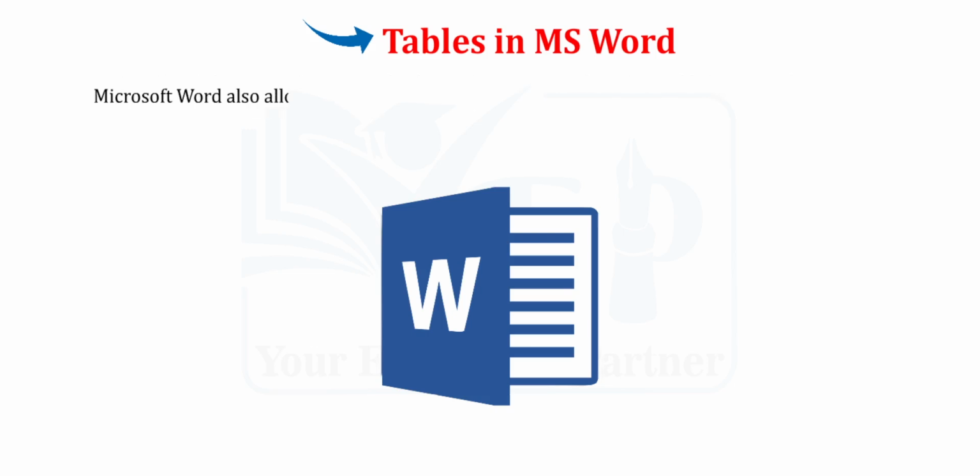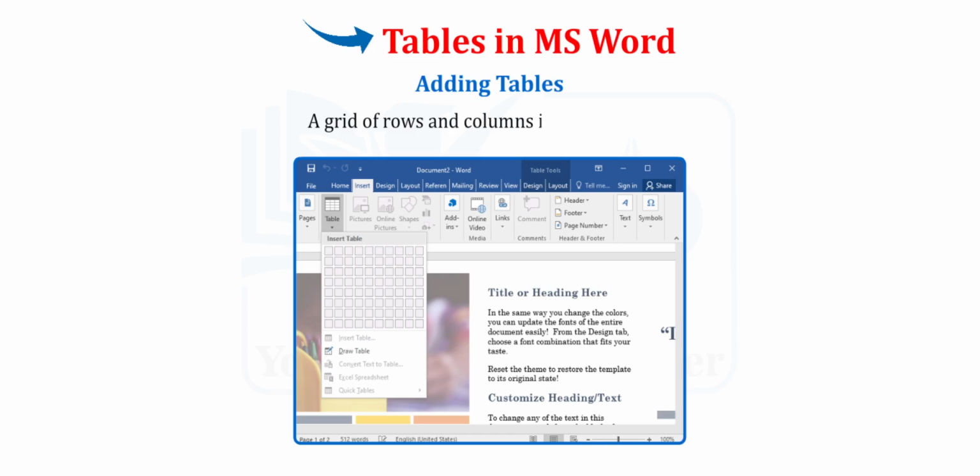Microsoft Word also allows us to represent the information in the row-column format in a table. Let us now learn how we can add a table in our Word document. First, talk about adding tables. A grid of rows and columns is called a table. A table can be added in a Word document using the following steps.